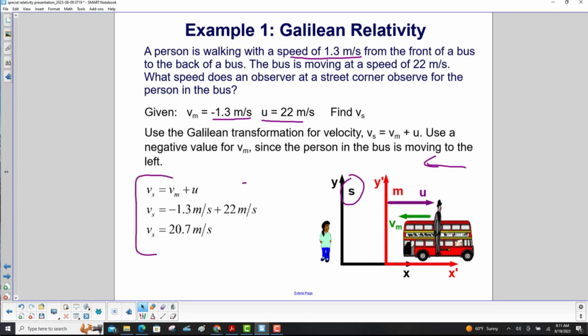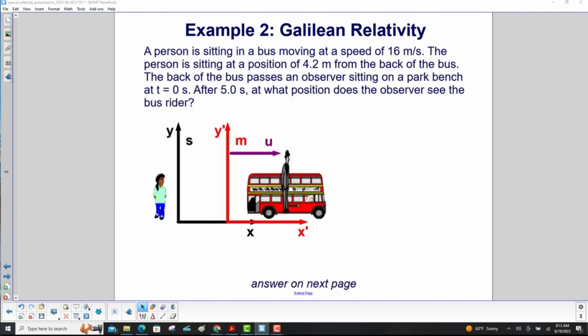We substitute in our givens, and the stationary observer sees the person moving at 20.7 meters per second to the right, which is a bit slower than the bus. Why? Because the person is moving opposite the direction of the bus's motion.